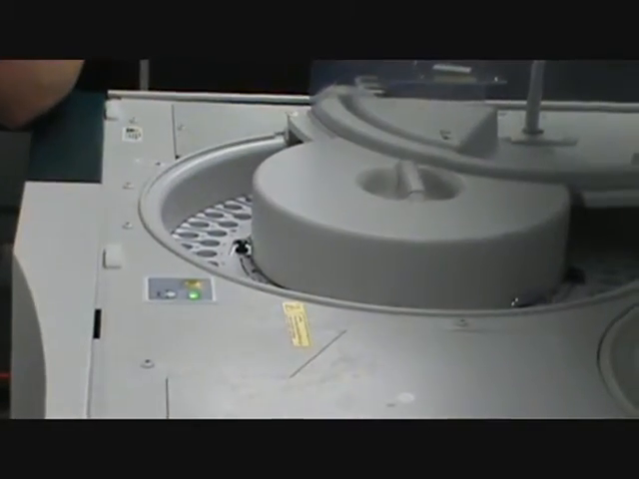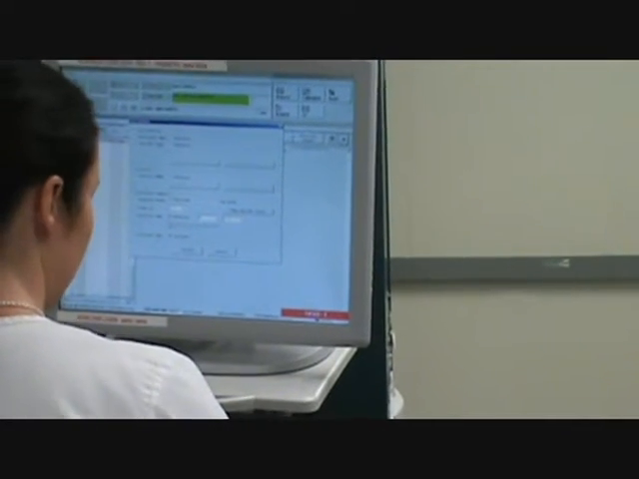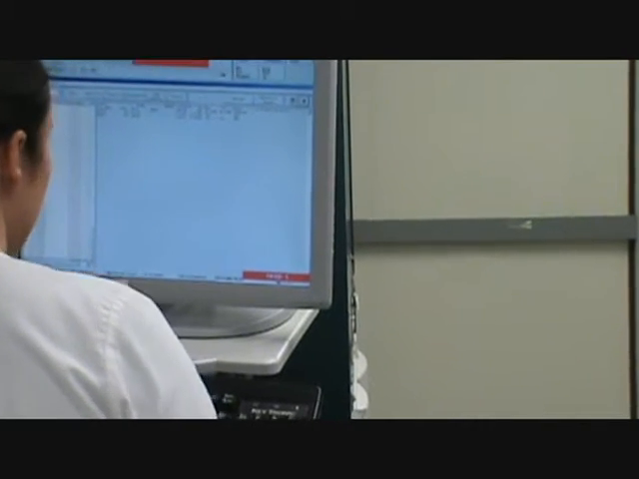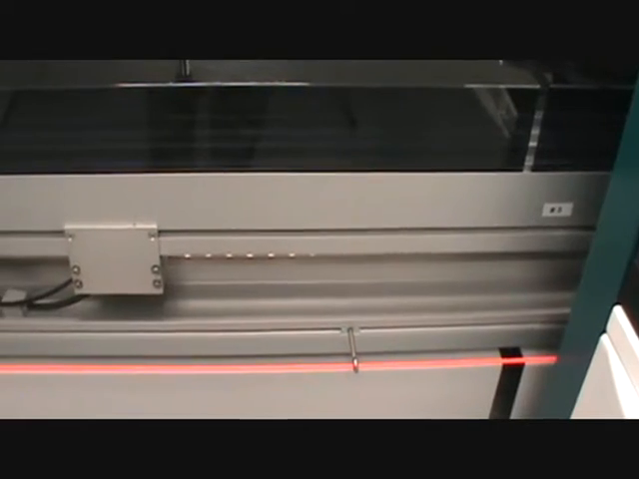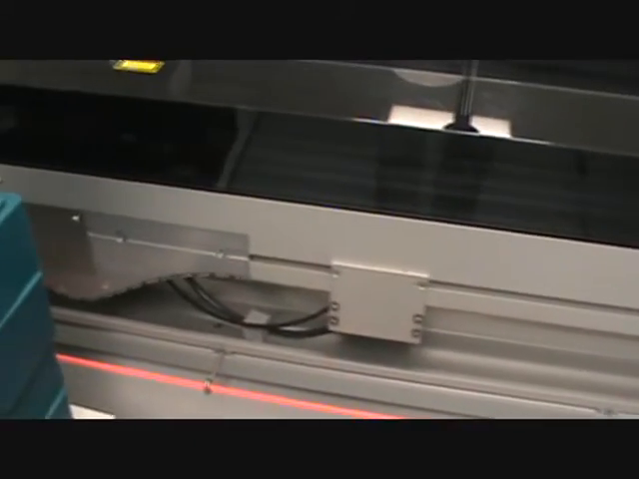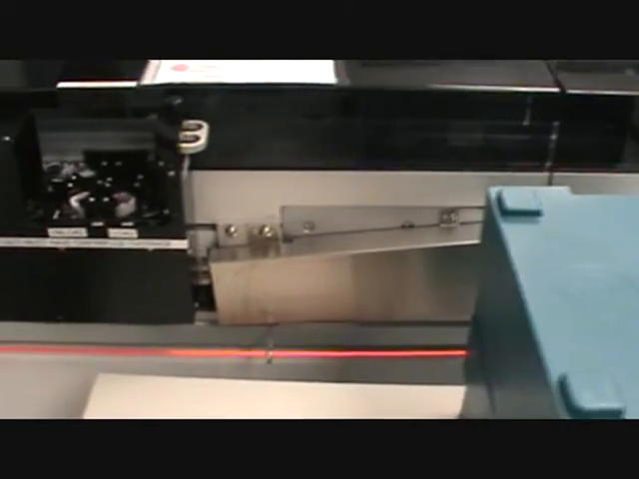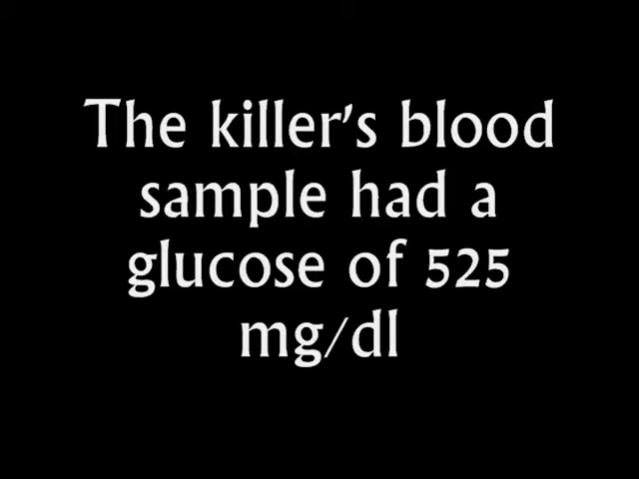NADH can be measured by spectrophotometry, a process measuring light absorbance or reflection at specific wavelengths. NADH is the only chemical in this test which absorbs light at 340 nanometers, so its concentration can be measured using spectrophotometry, and this correlates directly with the concentration of glucose. Glucose over 200 milligrams per deciliter is diagnostic of diabetes.